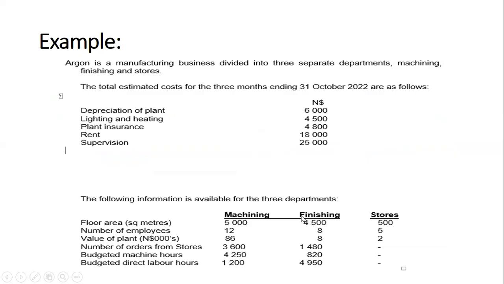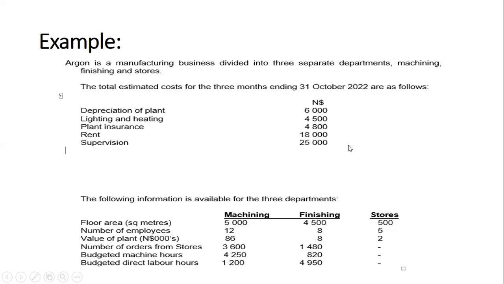For finishing, we take 4.5 and divide it by the total of the floor space, which is 10,000, and multiply it by the amount of 18,000. The answer we get is the rent apportioned to the finishing department.